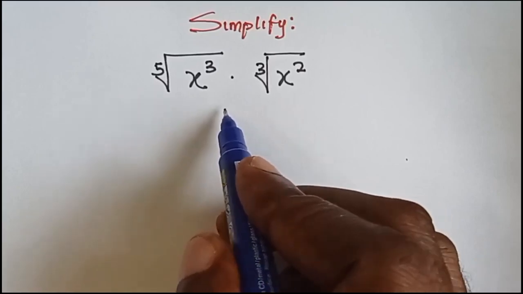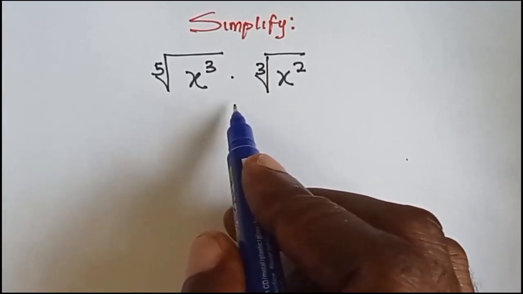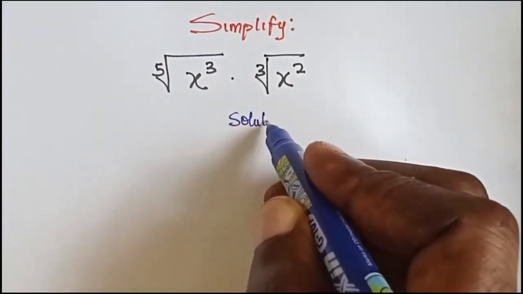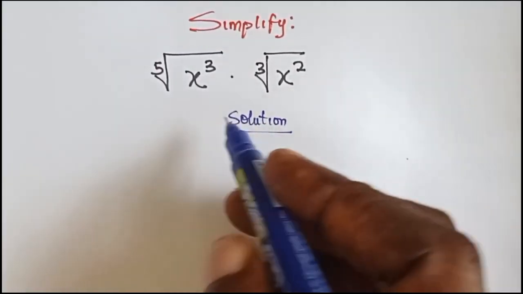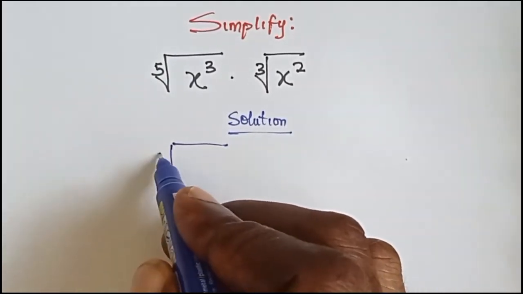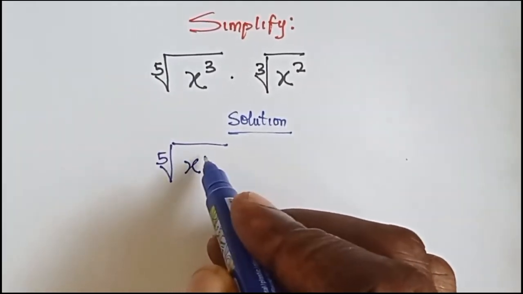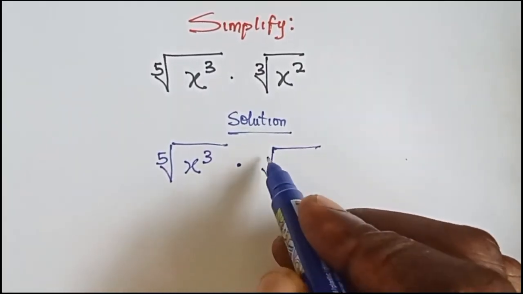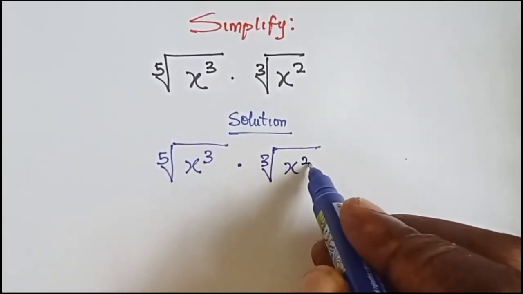In this video, I want to simplify this exponential expression. Alright, solution. We have the fifth root of x raised to power 3, multiplied by the cube root of x raised to power 2.